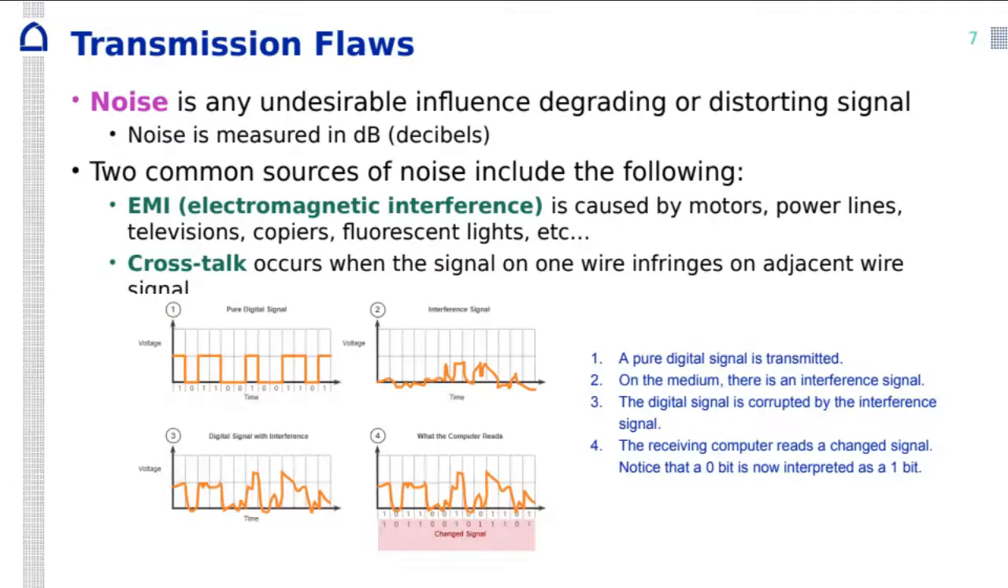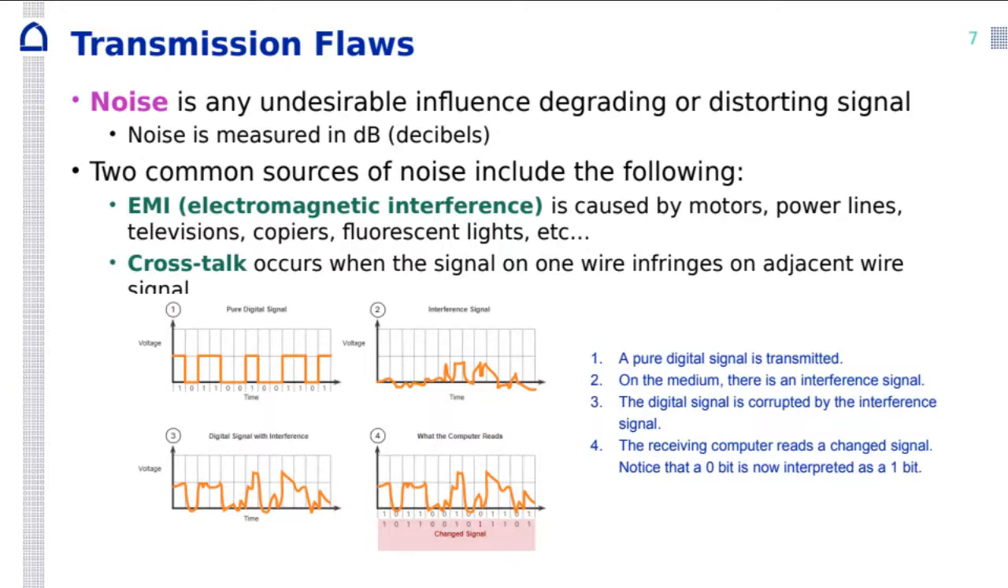We have two common sources of noise. EMI, electromagnetic interference. This is if you are putting the cable next to an electric generator or high voltage, it will cause EMI. Okay? Or crosstalk occurs when the signal on one wire infringes on an adjacent wire's signal. Okay?